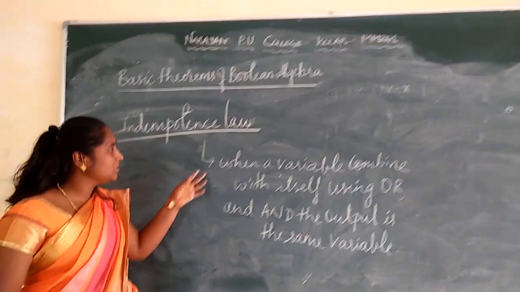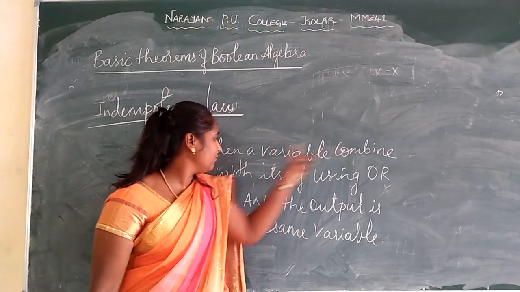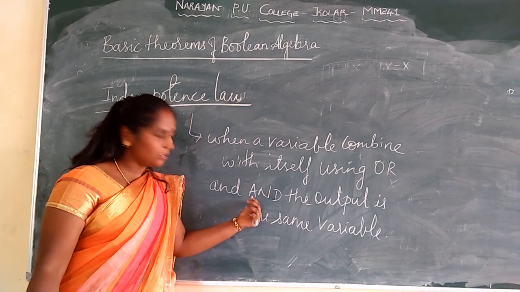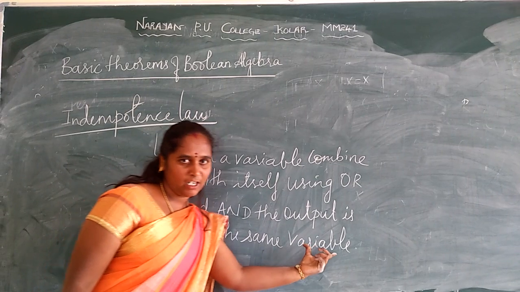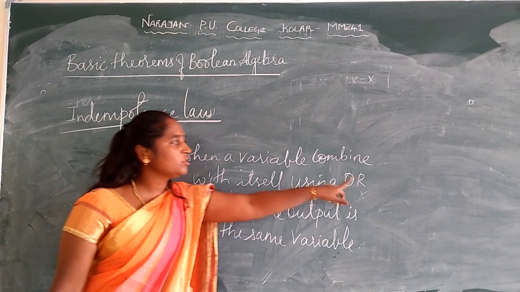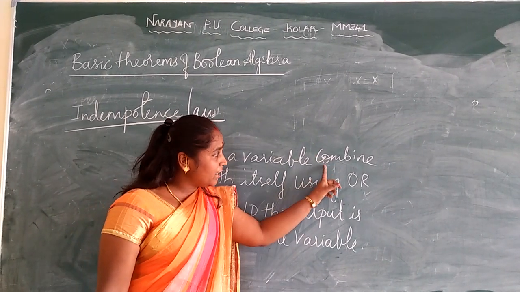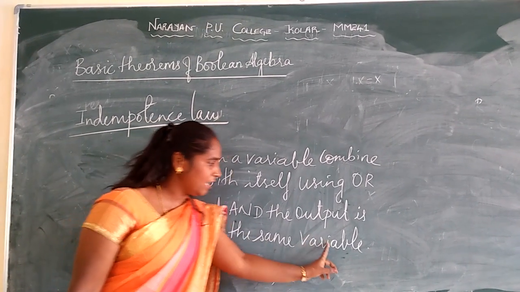What this law states is that when you consider any variable combined with itself, you can use either an OR or an AND operation. The output is the same variable. The result you get when combining a variable with itself using an OR operation will be the same variable. When combining a variable with itself using an AND operation, the result is also the same variable.